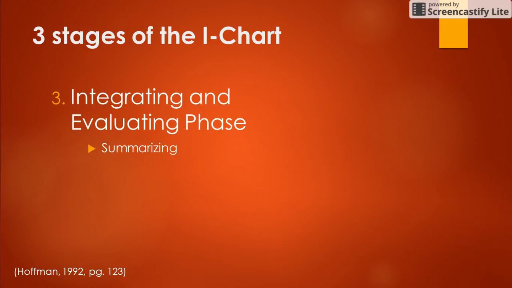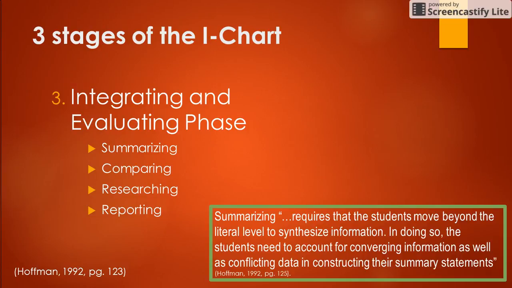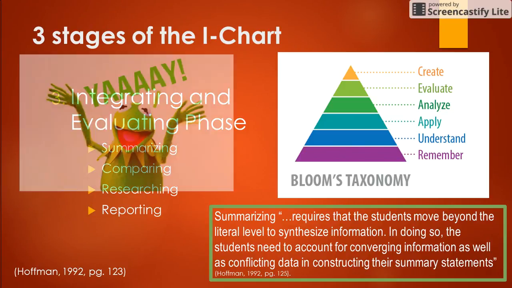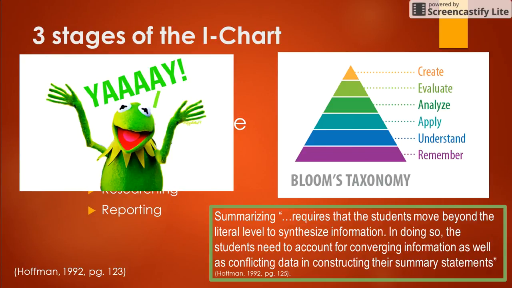and the evaluating phase. And in this stage, students would summarize, compare, research, and report. It's important for the students to summarize and learn how to do it well because it requires them to move beyond a literal level to synthesize information. And by doing this, students need to account for converging information as well as conflicting data in constructing their summary statements. And so this will help them to move out of the lower levels of Bloom into the higher levels of Bloom. So yay, moving up to the higher levels to evaluate and analyze.